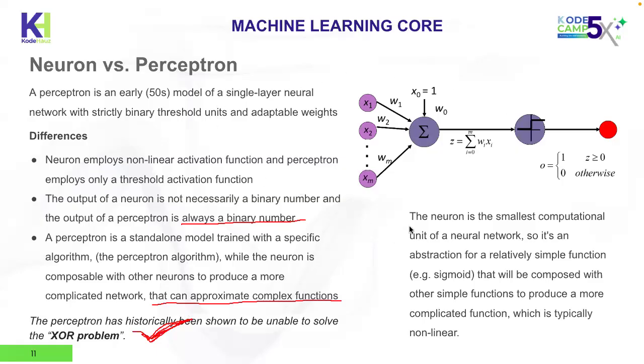So the neuron is the smallest computational unit of a neural network, right? It's an abstraction for a relatively simple function. Example, sigmoid. So the activation function, that's it. That function is composed on top of the linear combination of the inputs across the weights, right?